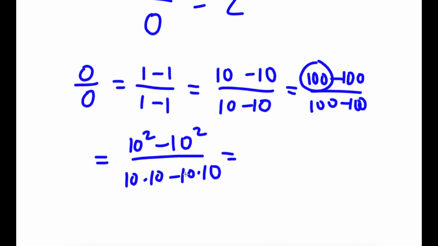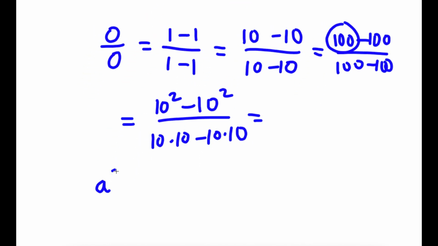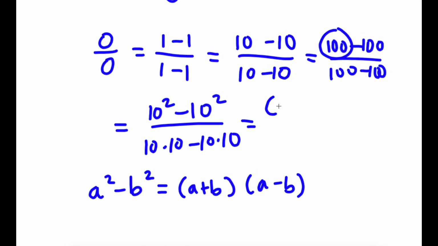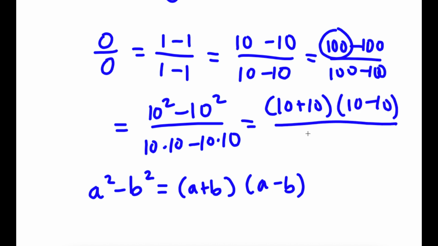And now if I have something in the form a squared minus b squared, this is equal to a plus b times a minus b. So 10 squared minus 10 squared, this is equal to 10 plus 10 times 10 minus 10. So again, this is completely legal. I'm just using a property of exponents. And for my denominator, I'm actually going to factor out 10. So now I get 10 times 10 minus 10.